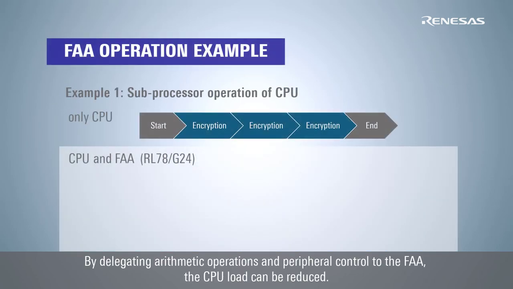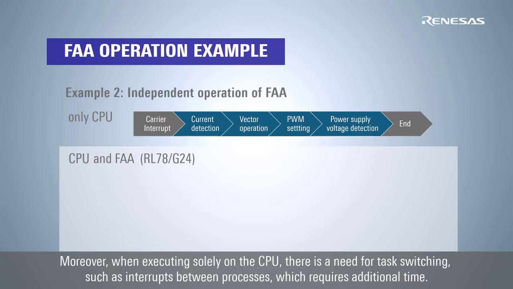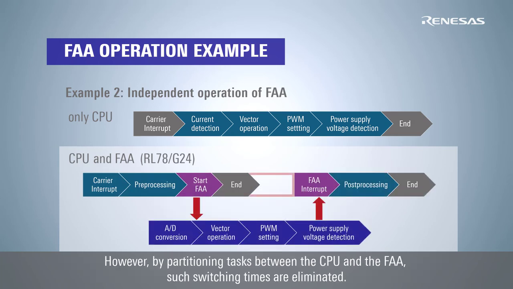By delegating arithmetic operations and peripheral control to the FAA, the CPU load can be reduced. Moreover, when executing solely on the CPU, there is a need for task switching, such as interrupts between processes, which requires additional time. However, by partitioning tasks between the CPU and the FAA, such switching times are eliminated.